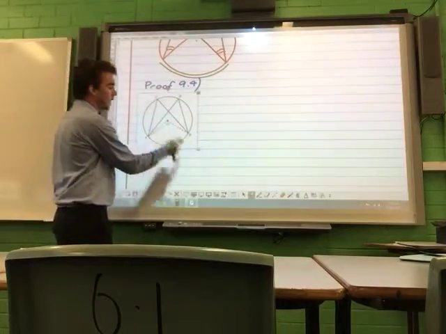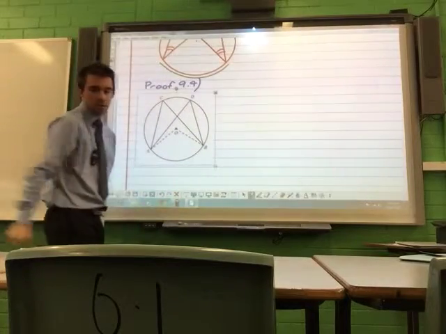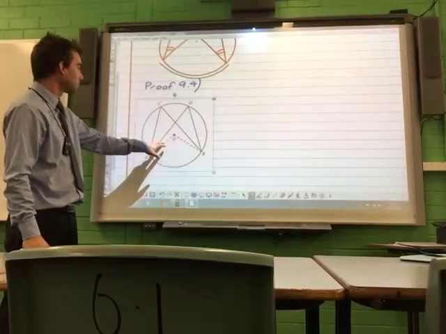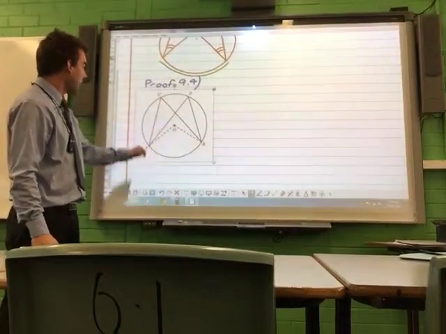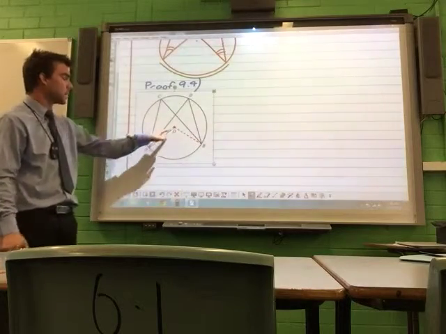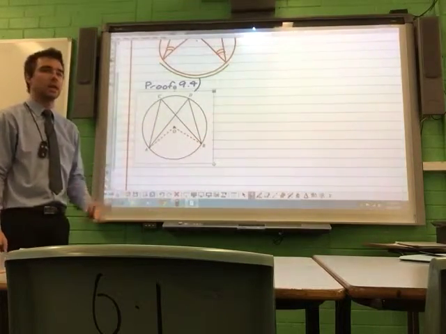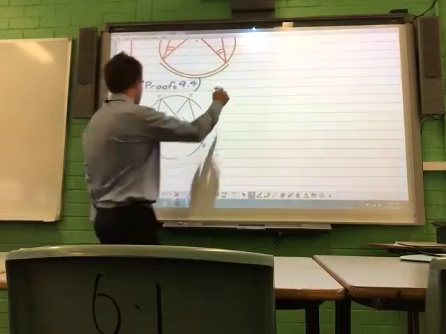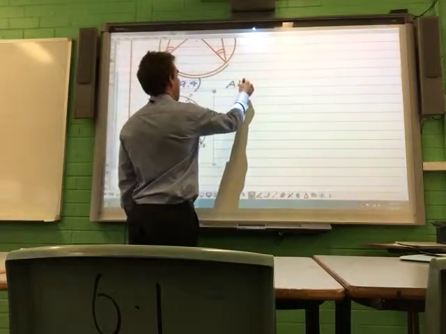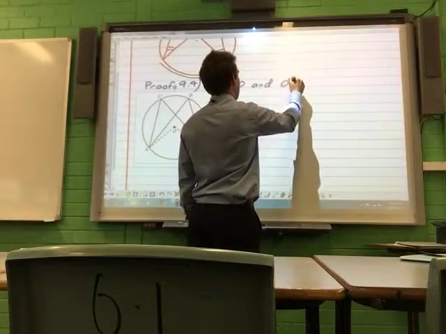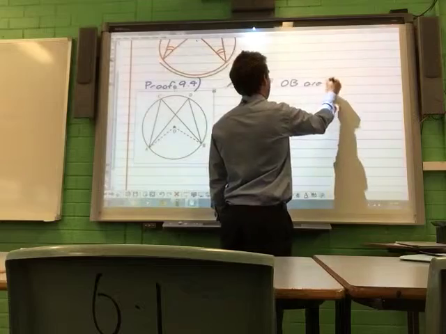Okay, so this diagram is in your notes there. Right, so the first thing we need to do is state anything that I produce on the diagram. In this case it will be the dotted line. So the first thing you need to state is anything you've added to your diagrams. Right, so AO and OB are produced.